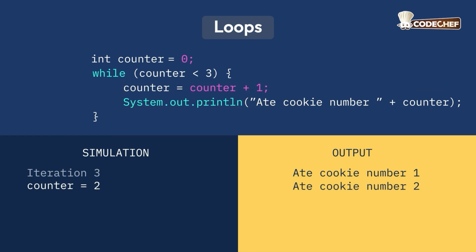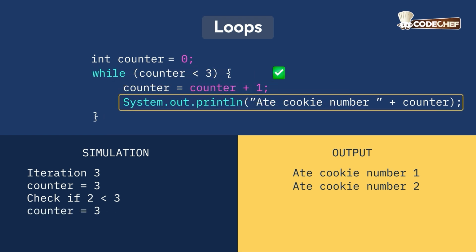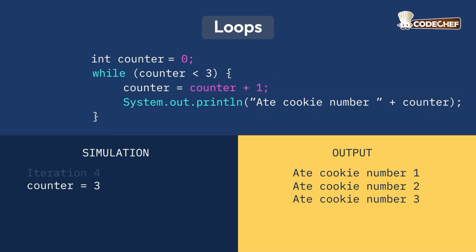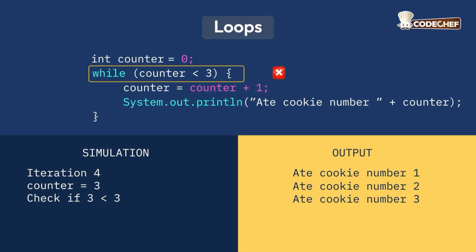For the third iteration, the counter is now 2. The condition counter less than 3 is true because 2 is less than 3. We enter the loop, increment the counter to 3 and print "cookie number 3". For the fourth iteration, the counter is now 3. The condition counter less than 3 is false, so the loop ends and no more iterations are performed.